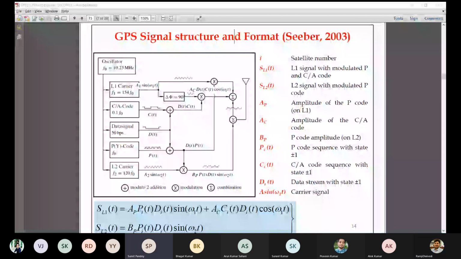Sir, we read that the L2 carrier contains only the CA code. Then why is the P(Y) code coming on the L2 carrier? L2 is containing only the P code, not the CA code. Okay, sir.